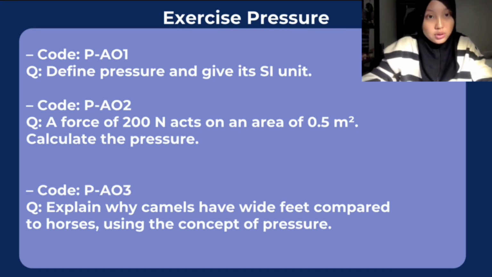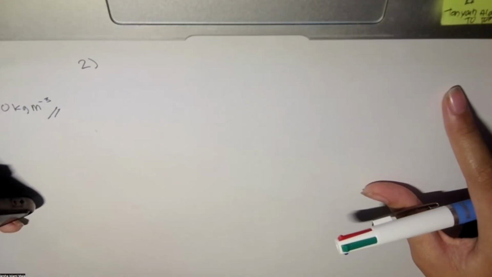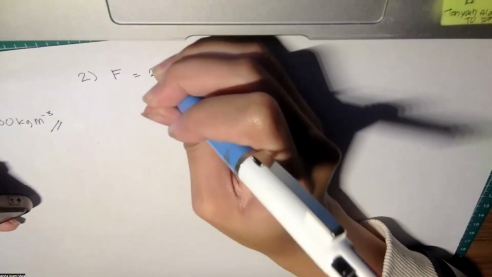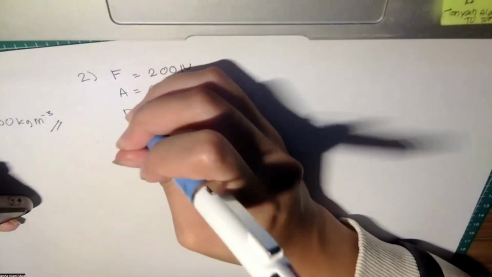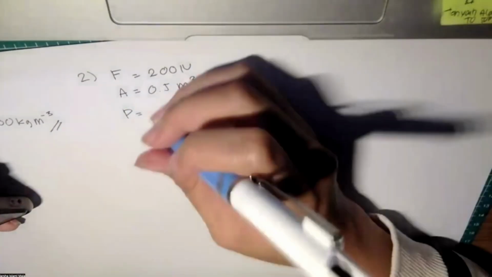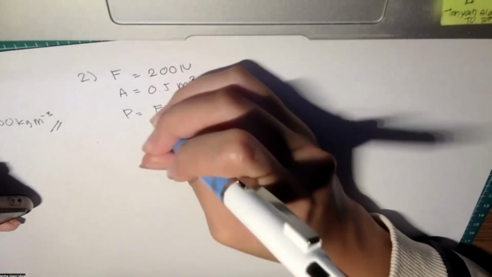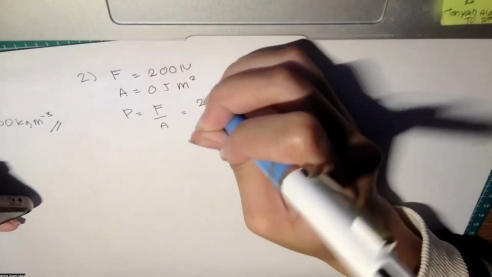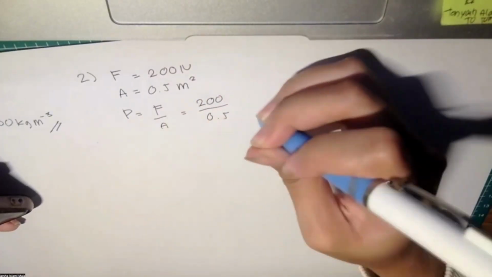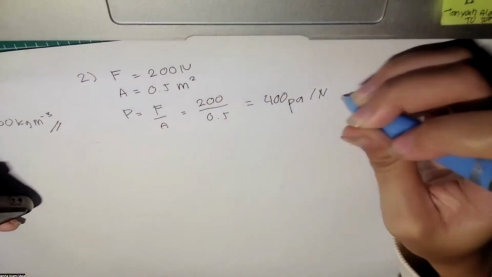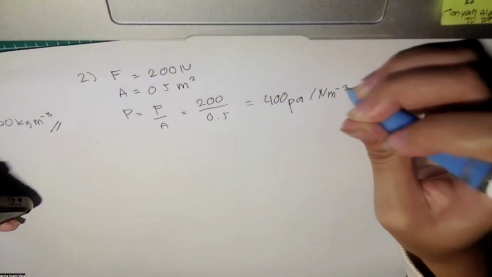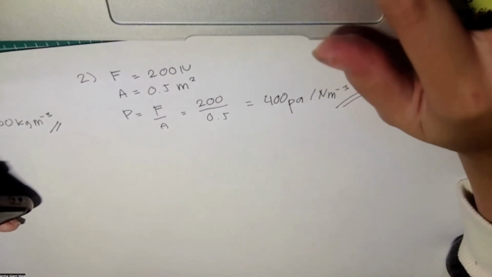The AO2, the second question, is: if the force is 200 newtons and the cross-sectional area is 0.5 square meters, then what is the pressure? Firstly, it's important for you to write the equation. P equals F per cross-sectional area, which brings us to 200 newtons divided by 0.5, which equals 400. Don't forget the unit, Pascal, or newtons per meter squared. And that will be the answer for AO2.